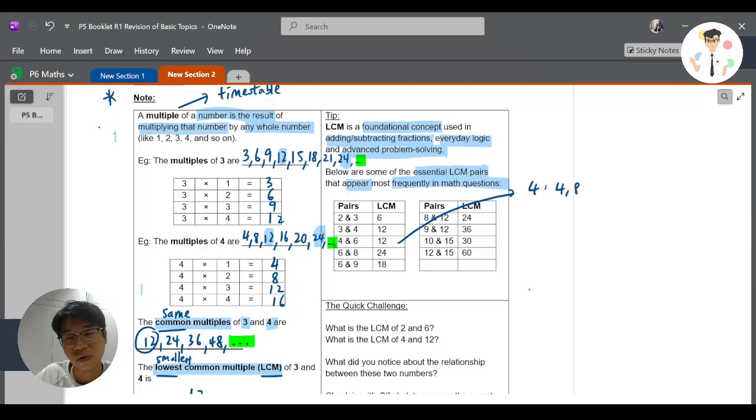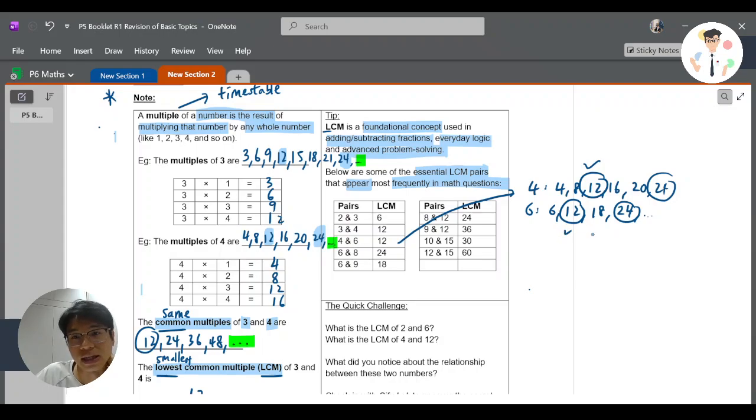Look at here, 4 and 6. Multiples of 4 are what? 4, 8, 12, 16, 20, 24. Multiples of 6 are 6, 12, 18, 24, and so on. So you can't just say 4 and 6, then it's 24. Because again, LCM means what? L stands for lowest. It means that I need the smallest number that is the same. So it's actually 12.